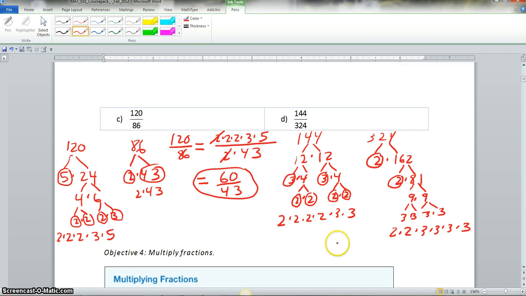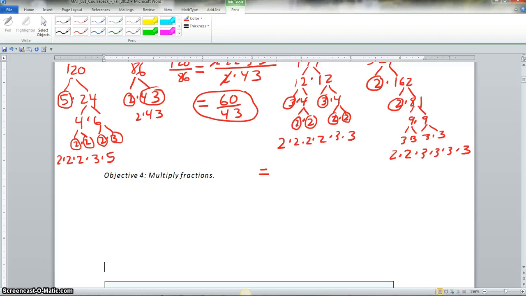Now, we need to write this out as the fraction. Now, what I'm going to need to do, I'm going to need to move this down a little bit, to give myself some more room.